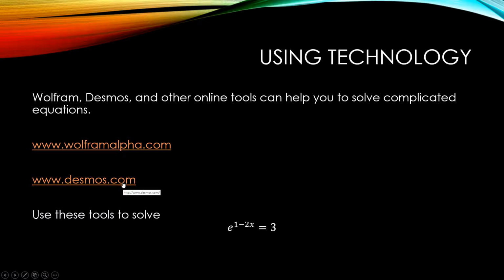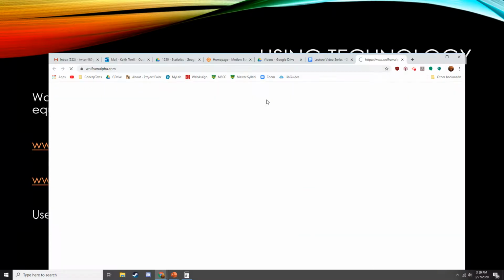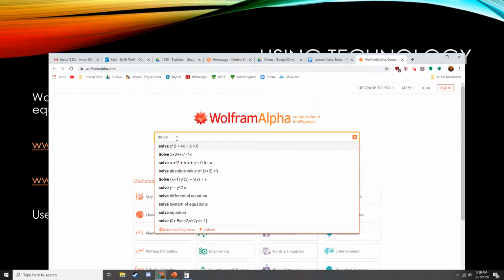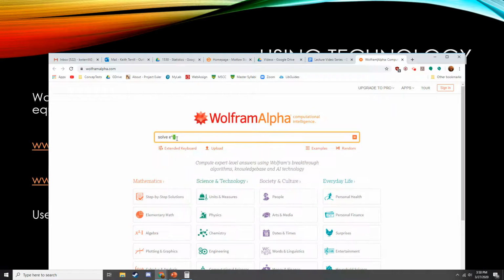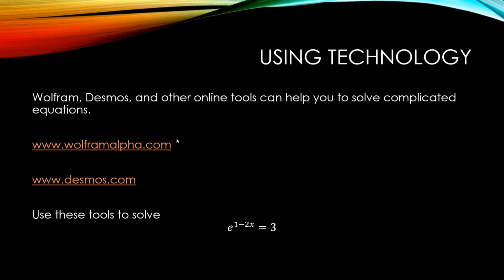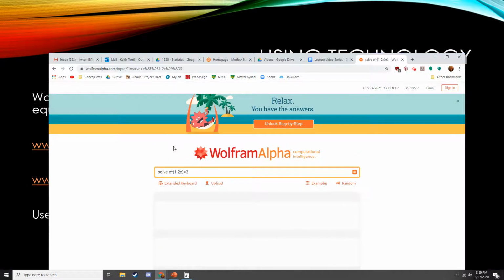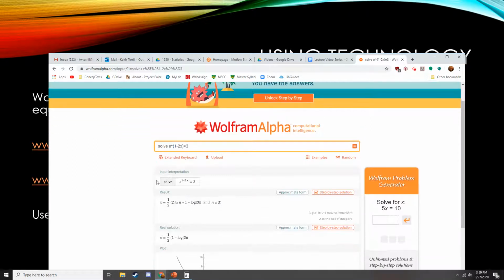But we do have access to technology, so let's do something else. I want to solve this equation. And by that, I mean I'm going to pull up Wolfram Alpha and ask it to solve it. So literally, I'm going to type in solve e to the power of, and I've got multiple things in that exponent, right? 1 minus 2x, and that equals 3. I press enter, and that will bring up several things.